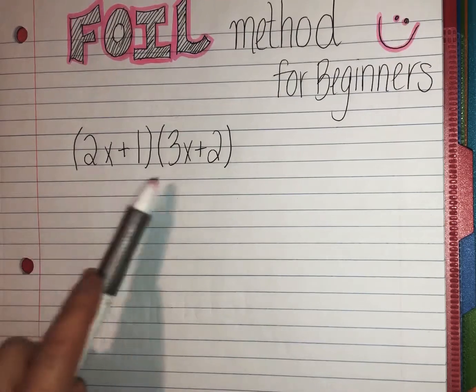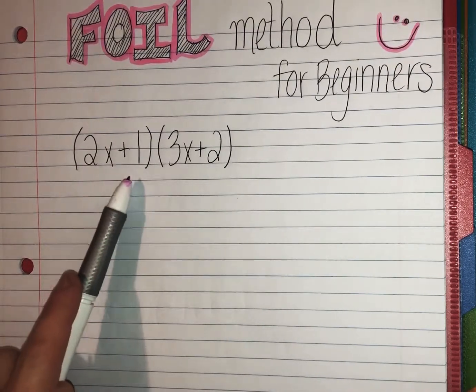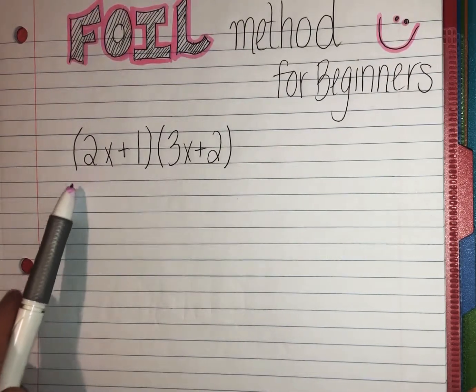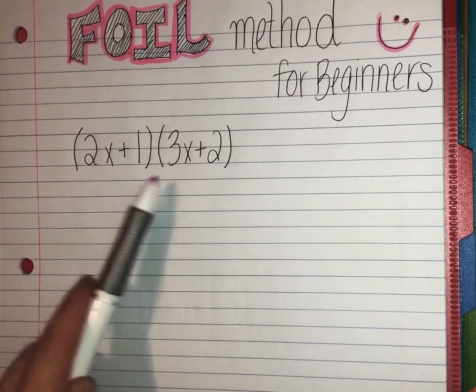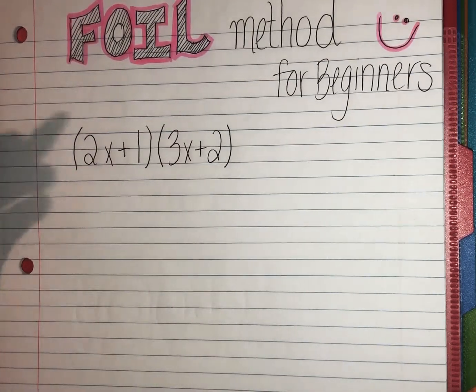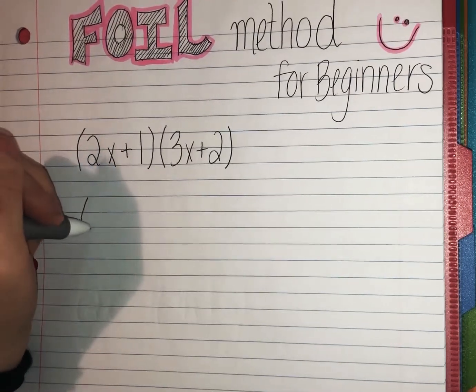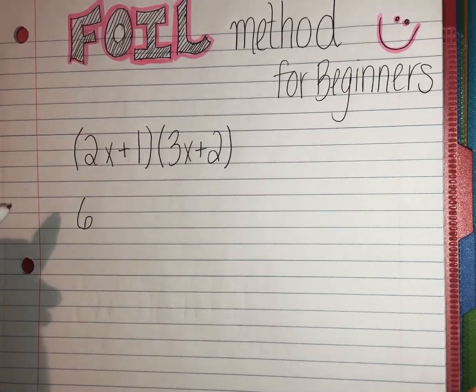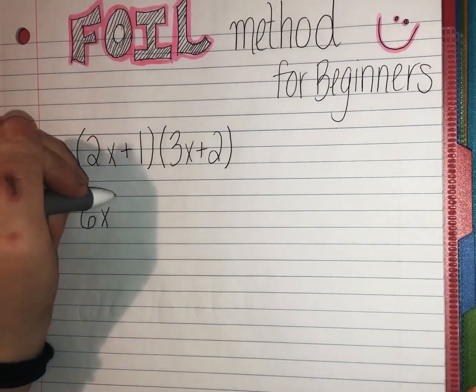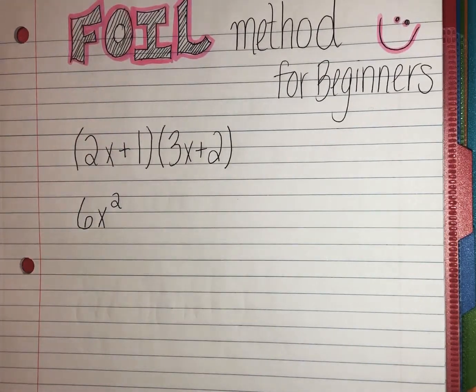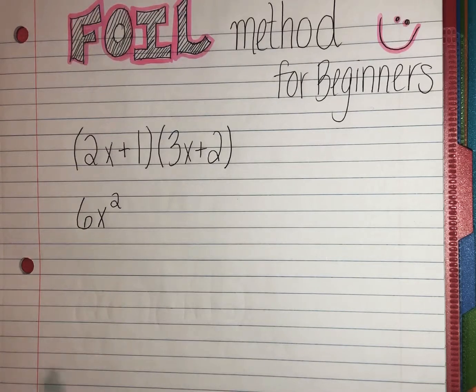First meaning the two first terms of the two parentheses. So the first step would be to multiply 2x and 3x. That will give us 2 times 3, which gives us 6, and x times x equals x squared. Now, if multiplying variables confuses you, I can make a separate video on how exactly to do that. Just let me know. If you are understanding, then just continue to watch.